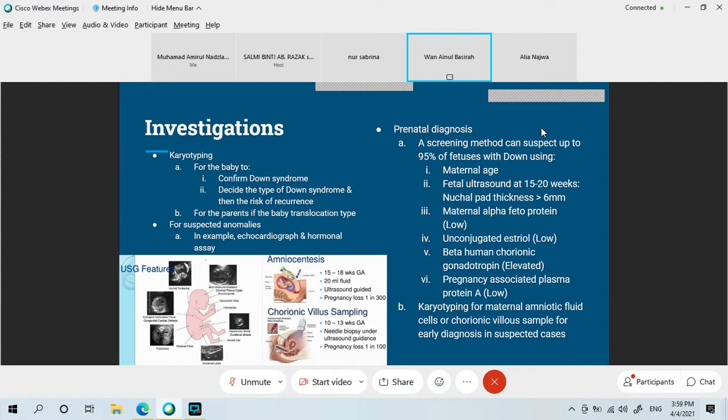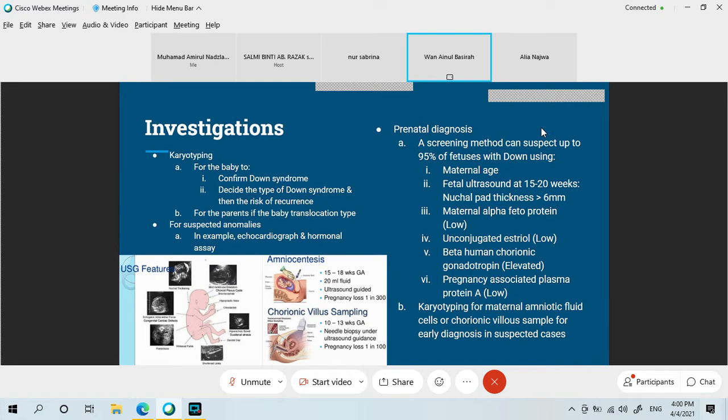So for the prenatal diagnosis, how we can screen is maternal age, because by increasing age, the first type of Down syndrome, yang nondisjunction tu, akan increase risk. Maksudnya mak tu kalau makin berumur, like let's say the mother is 40, the risk is 1/100. If the mother is above 45, 1/50 risk of getting offspring with Down syndrome.